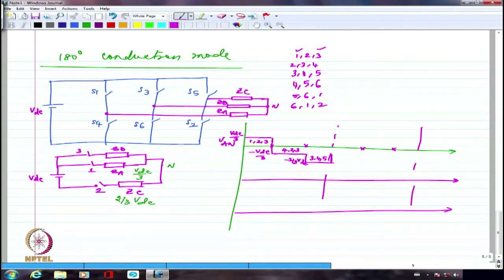Right? So like this we should be able to definitely infer 4, 5, 6 and so on and so forth. So this is going to be 4, 5, 6. Then I'm going to have 5, 6, 1. Then 6, 1, 2. And then 1, 2, 3 again.